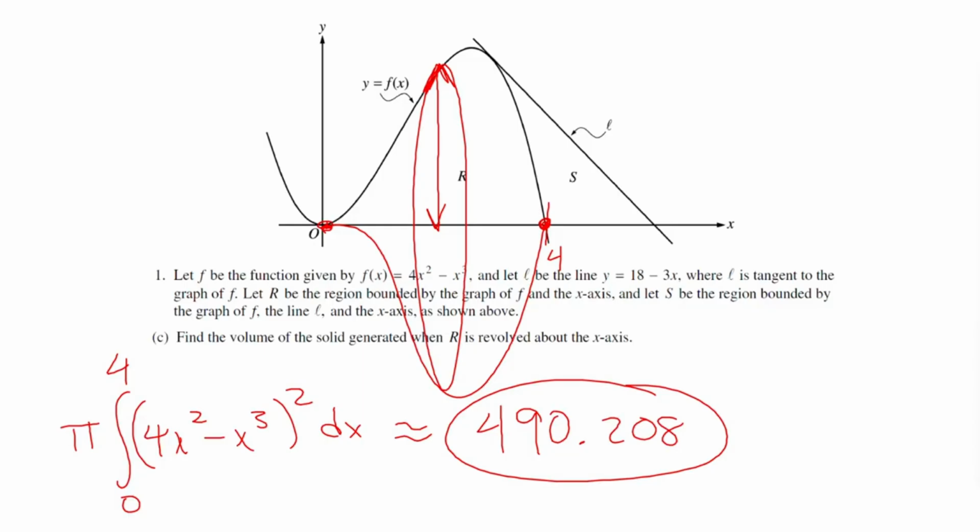And they gave you 3 points for that part. 1 point for the pi and the 0 to 4, 1 point for the correct integrand, and 1 point for the final answer. And that is the end of this area and volume FRQ question number 1 from the 2003 Form B AP Calculus AB exam.